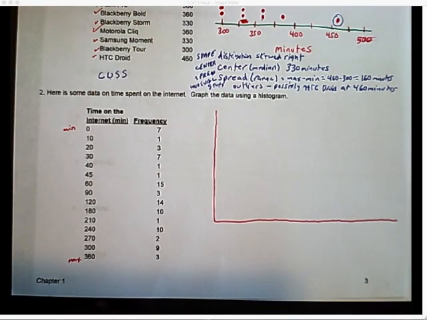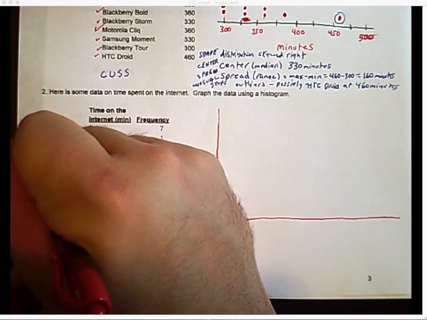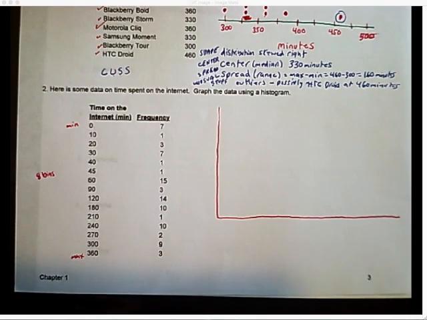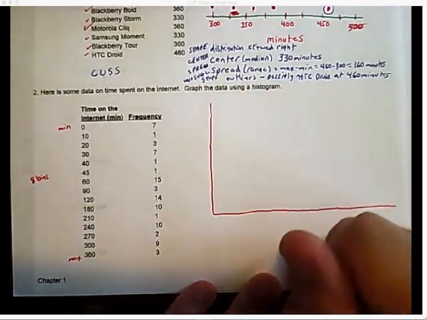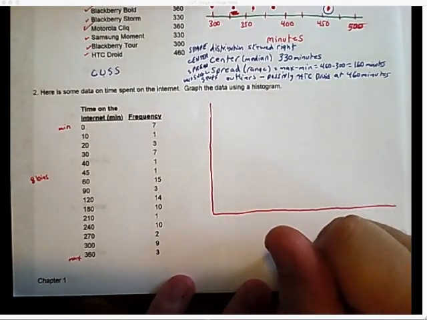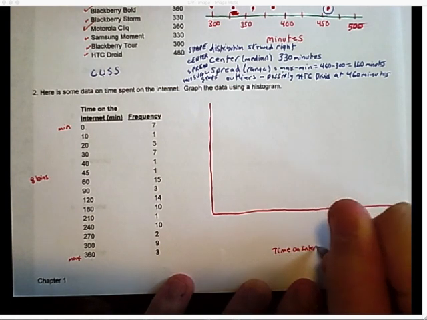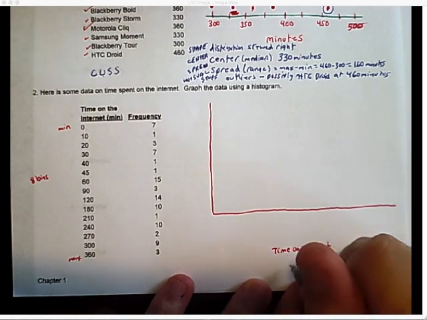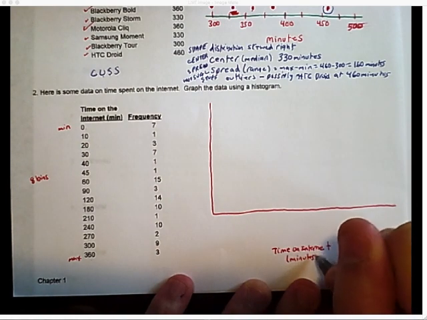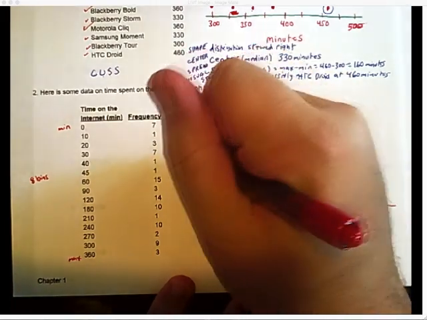Usually at least 5 bins is good, but more can be helpful. So in this particular case, I'm going to choose to use 8 bins. And we'll see what the graph looks like. All right. So on this axis, I'm going to put time on the internet, in minutes. And on this axis, I'm going to put frequency.